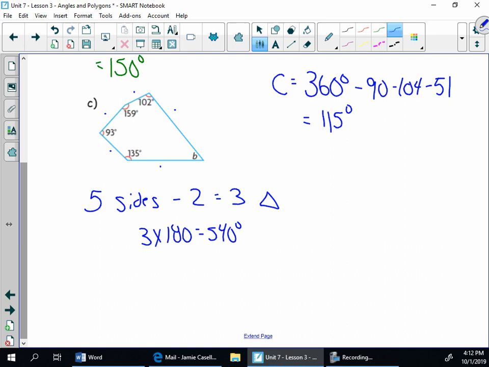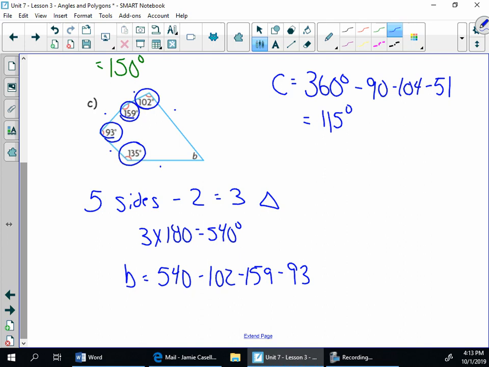What do I know about the insides? I know 4 of the 5, which means I can solve for the fifth. I take the whole thing, 540, and subtract the parts and pieces I already know. So I know 4 of the 5. Whatever's left over has to be the missing angle. In this case, I got 51 with my calculator.